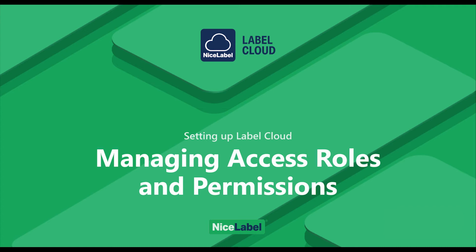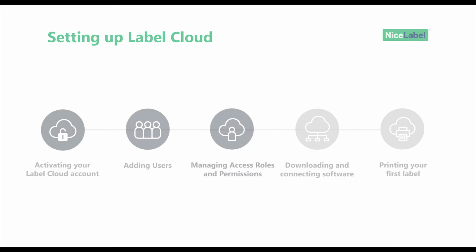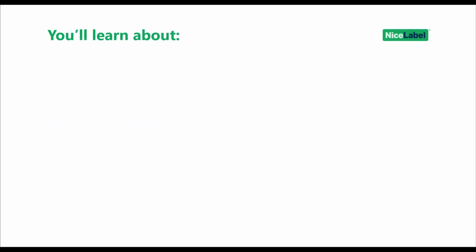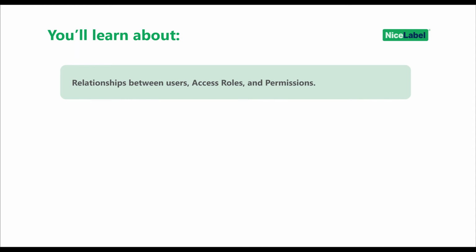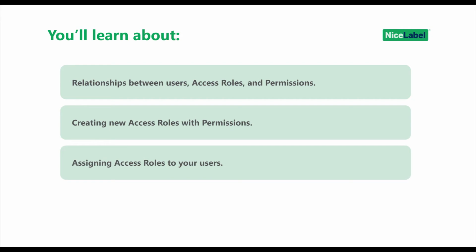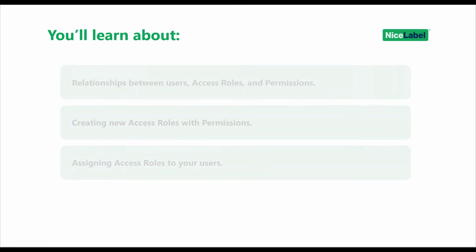In this video, we'll learn about managing your Label Cloud access roles and permissions. So far, we've activated your Label Cloud account and added your first users. Now you can manage your user access roles and permissions to keep your Label Cloud account secure. In this video, you'll learn about the relationships between users, access roles, and role permissions. You'll see how to create new access roles and set new role permissions. You'll also learn how to assign access roles you create to your new and existing users.